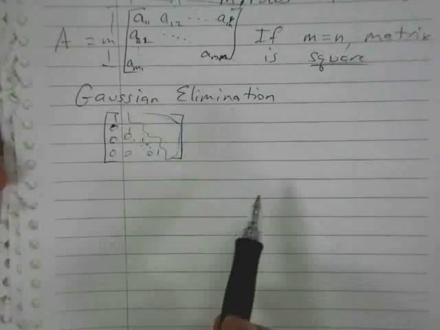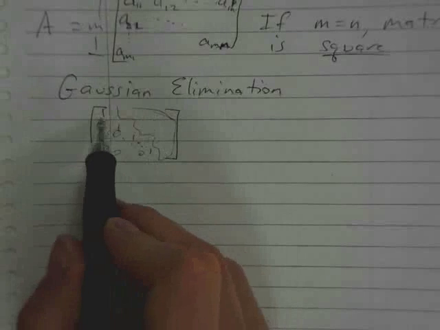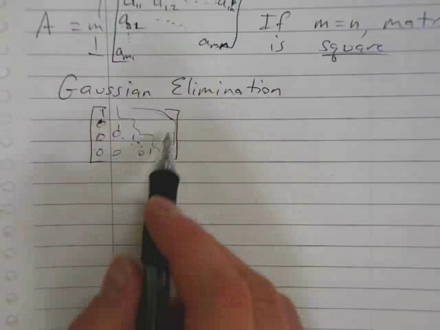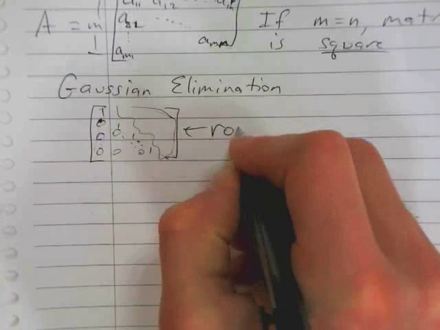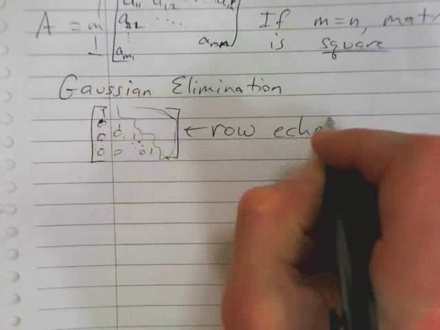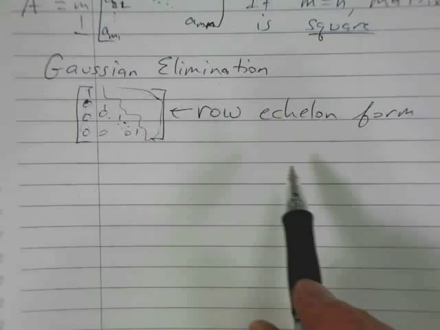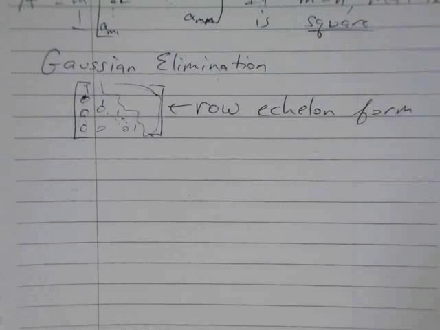So when you're doing Gaussian elimination, the goal is to get a matrix that has all zeros below the diagonal, all ones on the diagonal, and other stuff up here. And when a matrix is in that format, it is said to be in row echelon form. You're going to need to know that term, because if I say put a matrix into row echelon form, you need to know what that means. That means you should use Gaussian elimination.